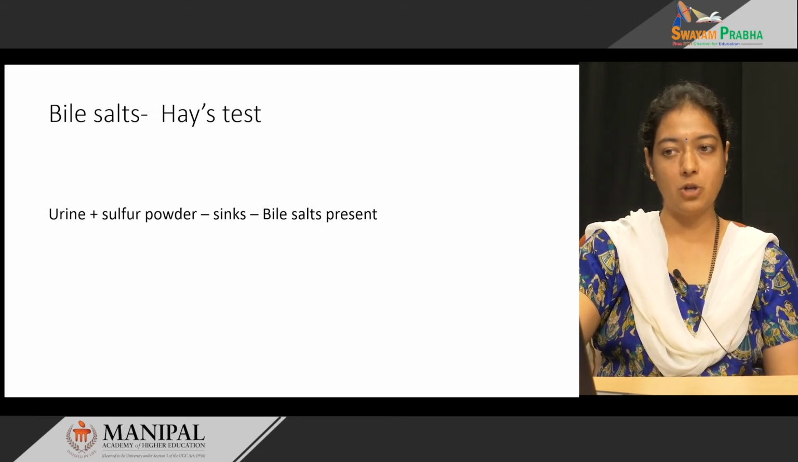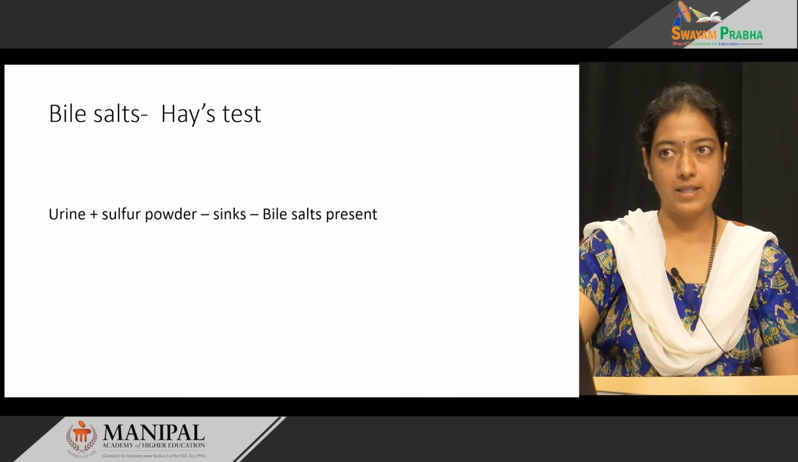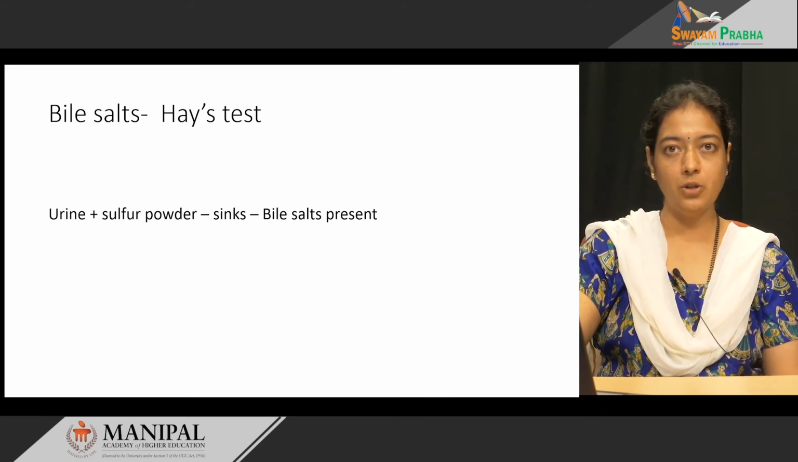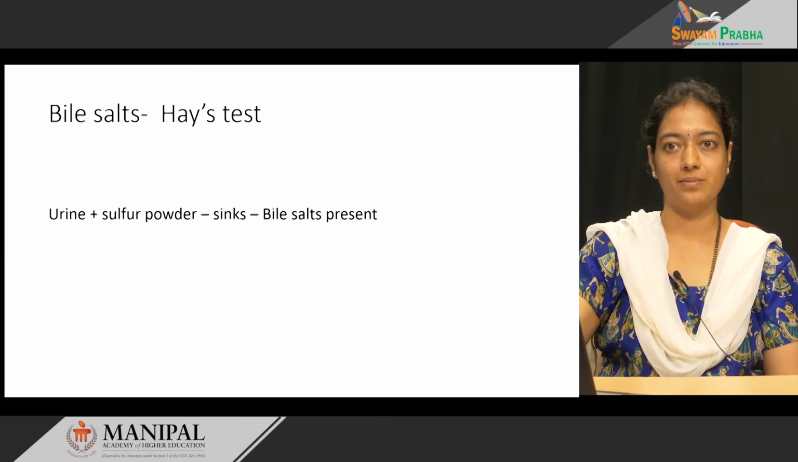Coming to bile salts, the name of the test is Hay's test. Take the urine sample and add sulfur powder. If the sulfur sinks to the bottom of the test tube, it means that bile salts are present. If these two tests are positive, it indicates the presence of obstructive jaundice.